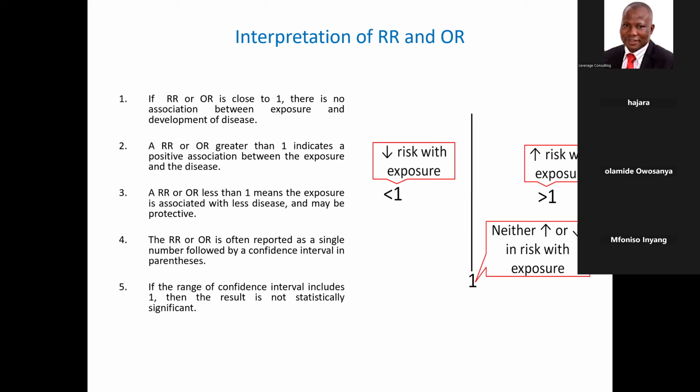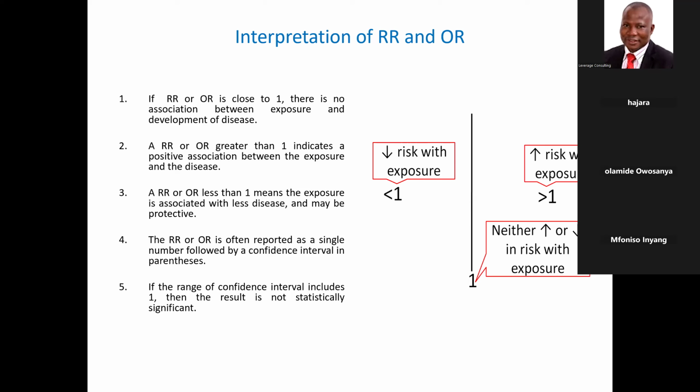If relative risk or odds ratio is greater than 1, it indicates a positive association between the exposure and the disease. It means that the numerator is greater than the denominator. Those who are exposed to the factor are more likely to have the disease than those who are not exposed. So if it's 3, it means 3 times. If it's 1.5, it means 1.5 times.